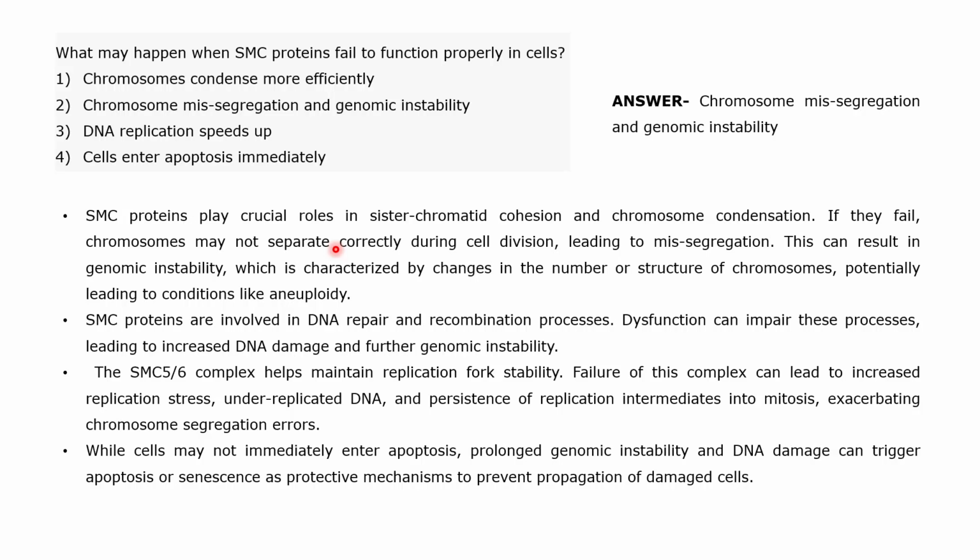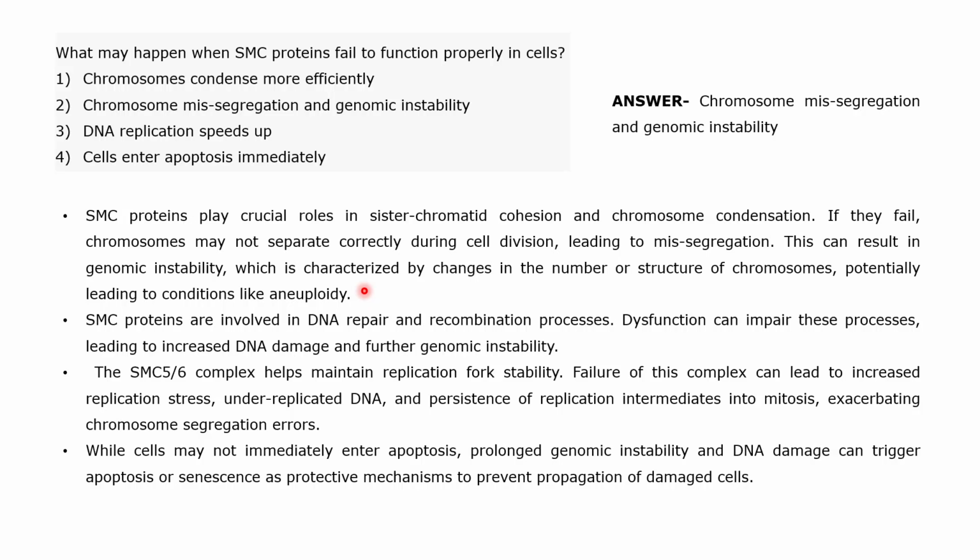So if they fail, what happens is that if some mutation happens to this protein, or if there are some deleterious effects in the translation or transcription of proteins, it can lead to missegregation and all. And this also results in genomic instability, which is characterized by changes in the number or structure of chromosomes, potentially leading to conditions like aneuploidy.